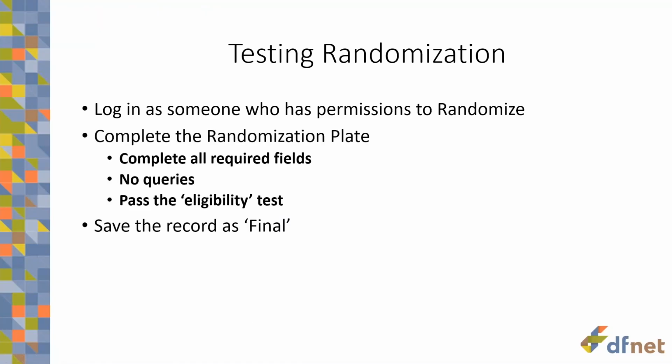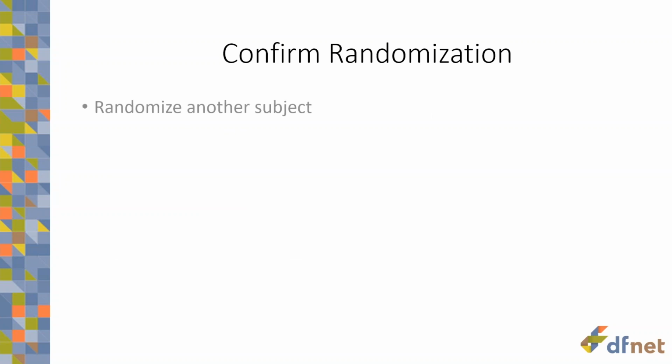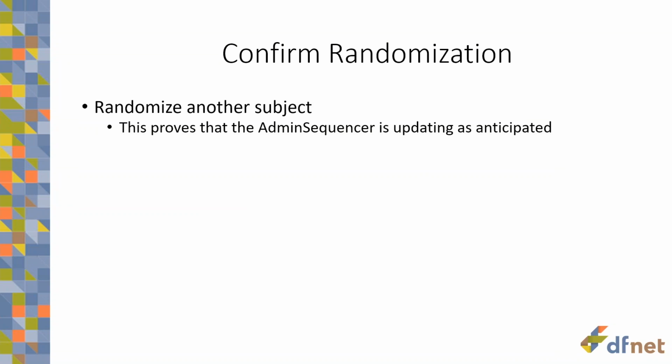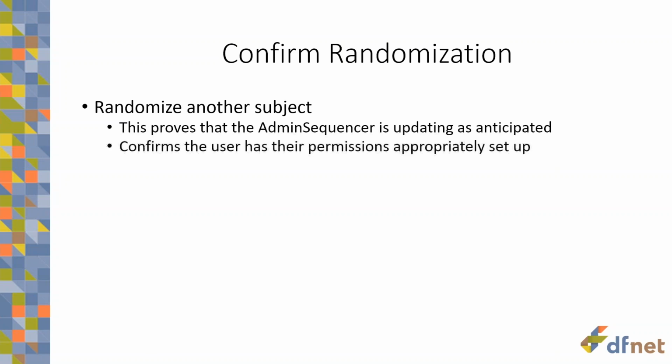Yeah, this testing process just showcases what you can do, and I'm not going to go through all the tests here. Just kind of going briefly over the concept that here you want to test that you can randomize. You can confirm this randomization continues to work by randomizing another subject. It proves that the admin sequencer is updating as anticipated. It's a good idea to randomize multiple subjects to ensure that the code is truly randomizing someone to a new value every time. It also confirms that the user had permissions to even reach the admin sequencer plate.